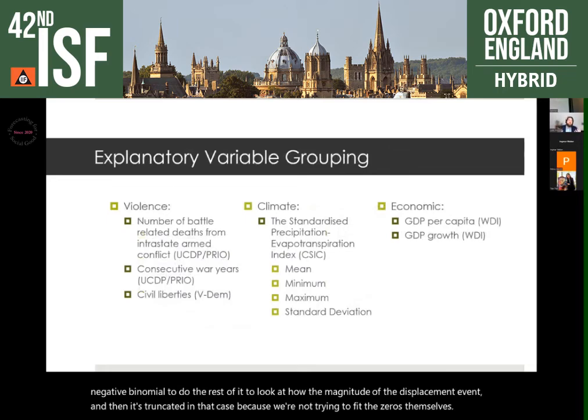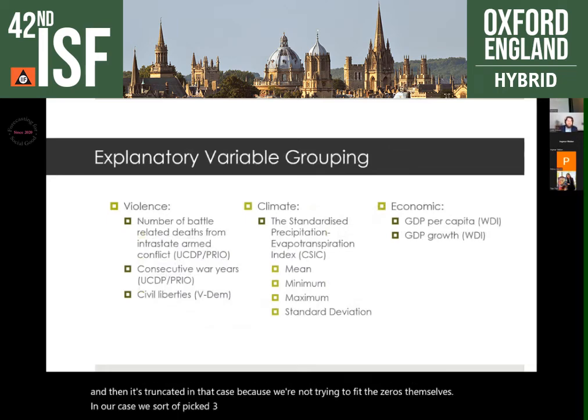In our case, we pick 3 different groups. We look at violence, right? We look at climate, and we look at economic variables.